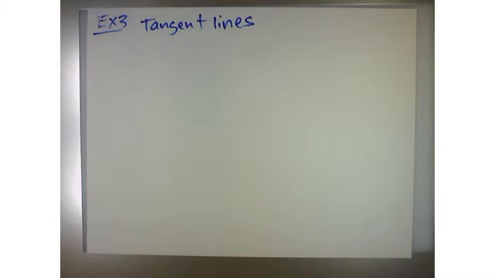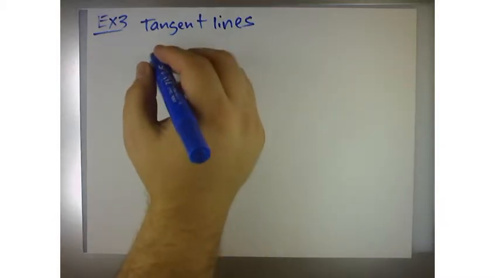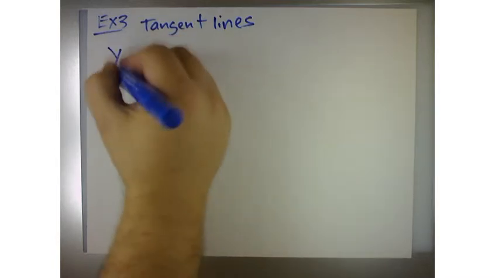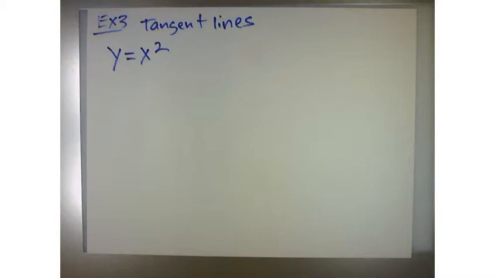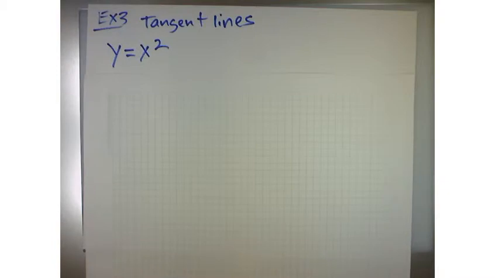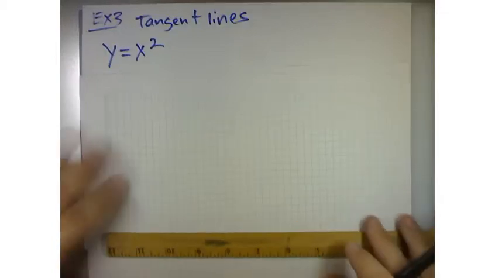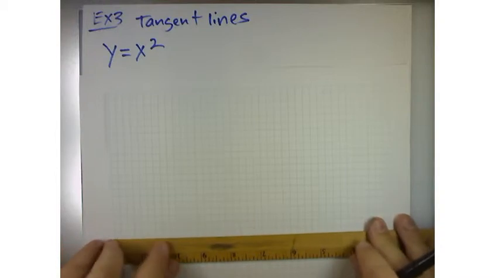Alright, so finding the slope in the tangent line. So let's look at, for example number 3, they want us to consider the function y equals x squared. And so I want to graph this so you can see what we're doing graphically. So if I take my graph and I'm going to draw a graph.